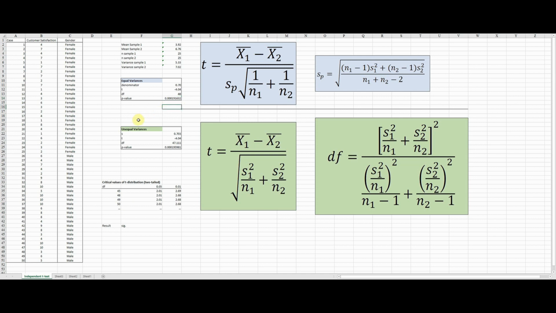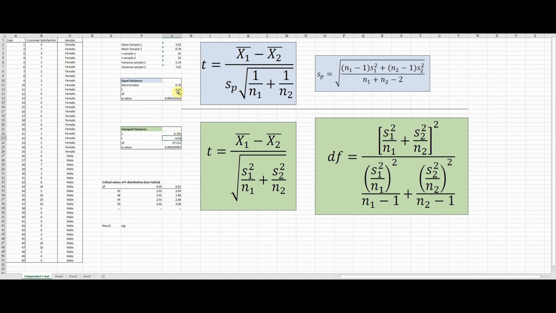Now, if your variances are unequal, you have to apply different formulas. The t-value here is again the difference between the means, and here again variance of sample 1 and sample size of sample 1. And well, the same for sample 2. And this will give you the t-value. As you can see here, the degrees of freedom are a bit more cumbersome to calculate, but you just have to plug in the formula and go through the mechanics.